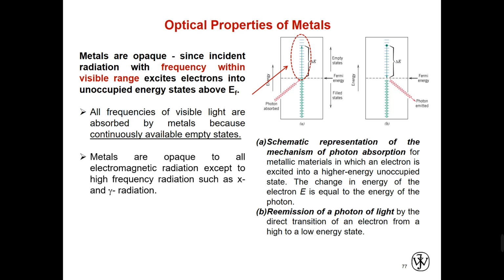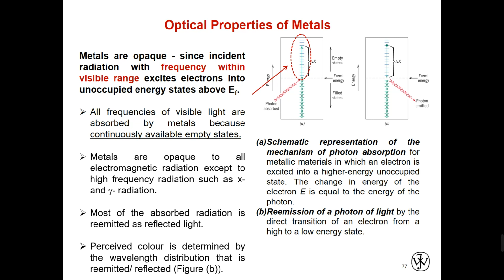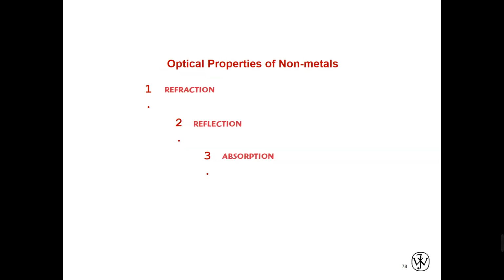And then metals are opaque to all electromagnetic radiation except to high frequency radiation such as X-ray and gamma radiation. Most of the absorbed radiation is re-emitted as reflected light. Perceived color is determined by the wavelength. What we see as color is determined by the wavelength distribution that is re-emitted or reflected, as in figure B.